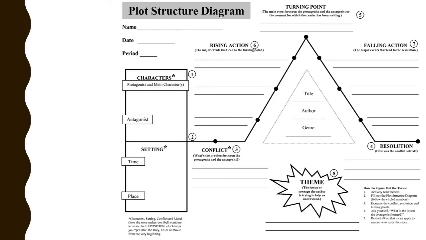Now this plot structure diagram, which can be downloaded from the course folder on Cum Laude, is a very useful tool to help you summarize and analyze a novel that you're reading, either for this course or in general. Try filling this in for the young adult novels you've been reading for this course. We'll use this in the corresponding classes later in the course.